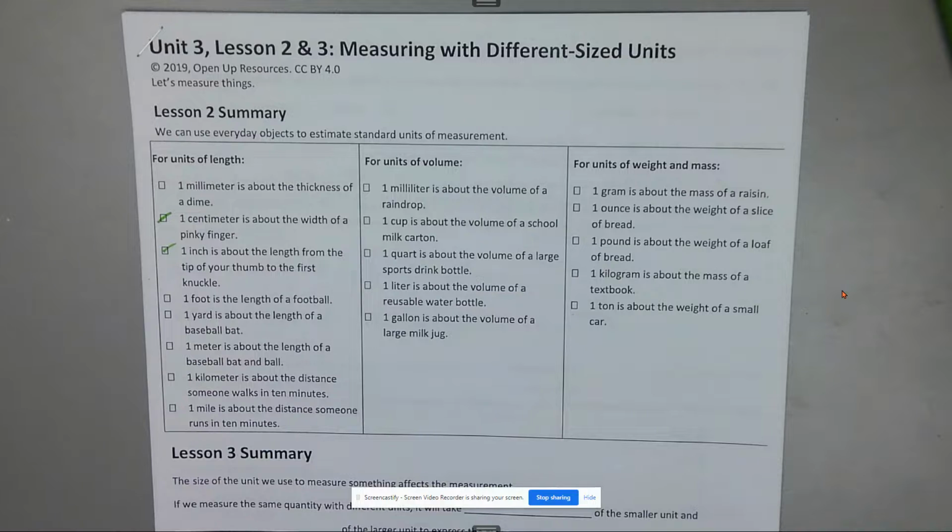So I would like you to read through a couple of those. Choose a couple in each column that you're going to try to remember.